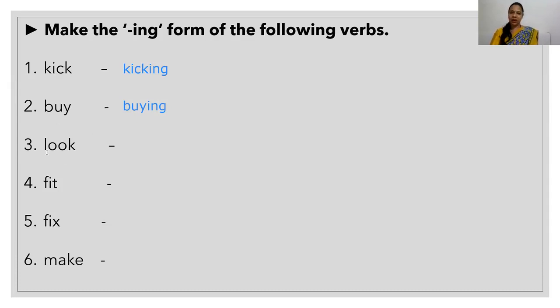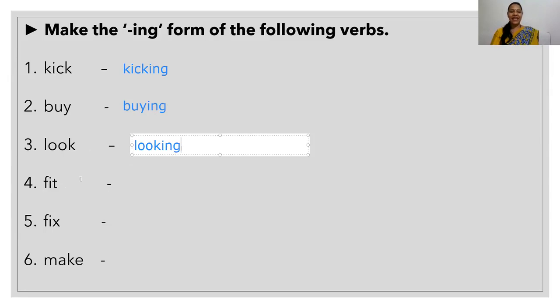Next, look. L-O-O-K, look. Here, before the final letter K, we have two vowels. Yes, we have two O's. So, shall we double the last letter? Shall we double the final letter to change it into its ing form? No. We double the final letter only if there is a single vowel. So, here we will simply add ing to change look into its ing form of the verb.